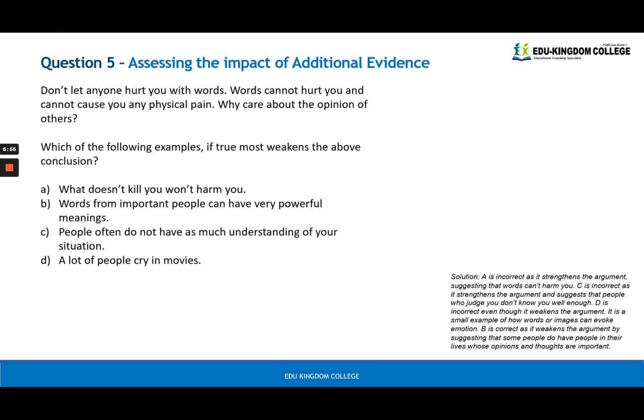Number 5 says, don't let anyone hurt you with words. Words cannot hurt you and cannot cause you physical pain. Why care about the opinions of others? So we want to find something that weakens this conclusion, that words cannot hurt you and cannot cause any physical pain. The answer here is B.